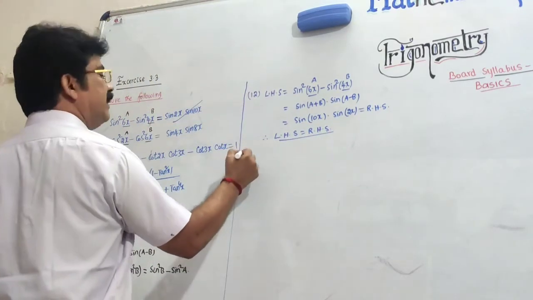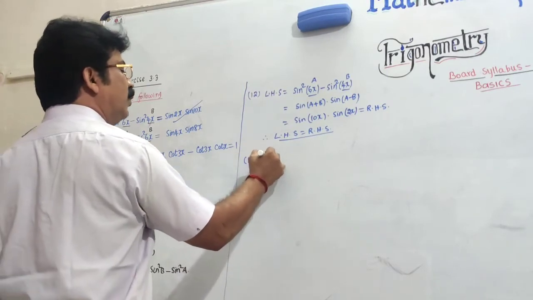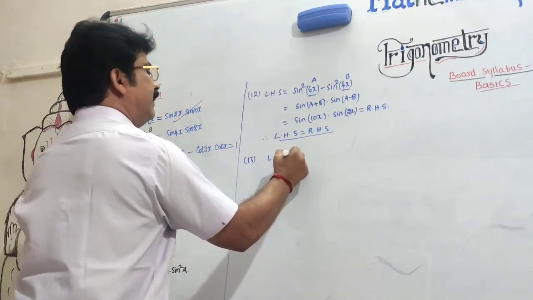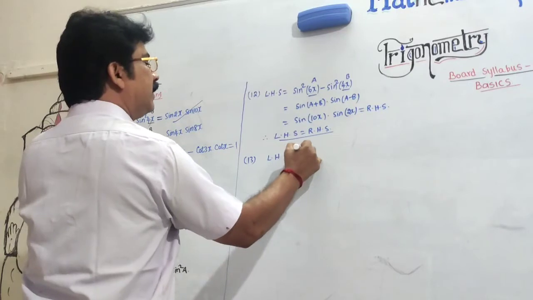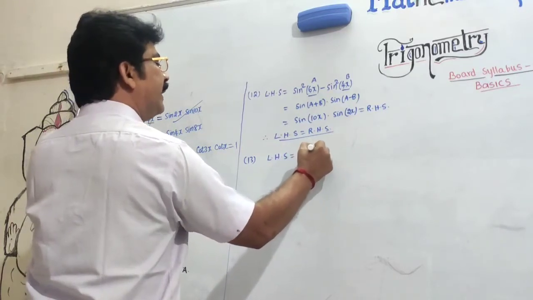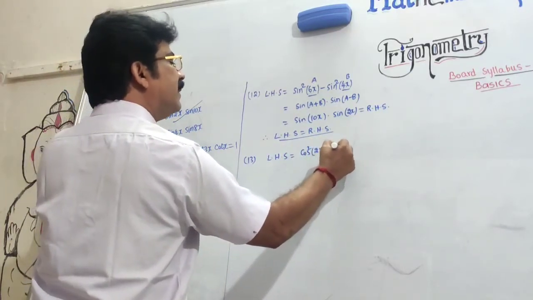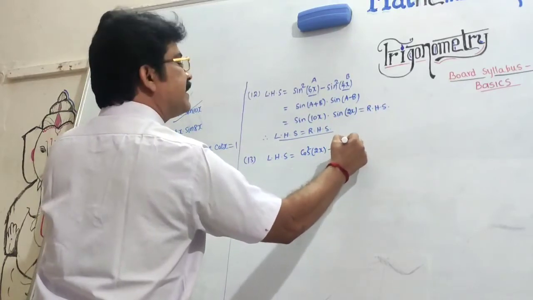Next, number 13. So left hand side is equal to cos square 2x minus cos square 6x.